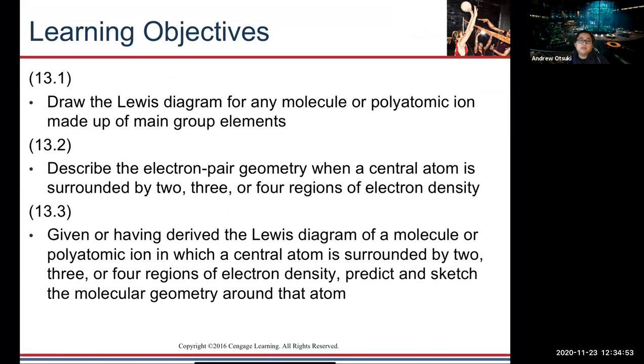Learning objectives: we're going to draw Lewis diagrams. We're going to explain what those are and talk about the molecular geometry around an atom, and electron pair geometry. This is called VSEPR theory, which we're going to go into.